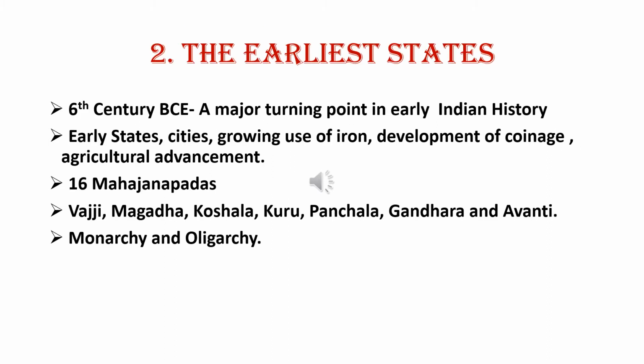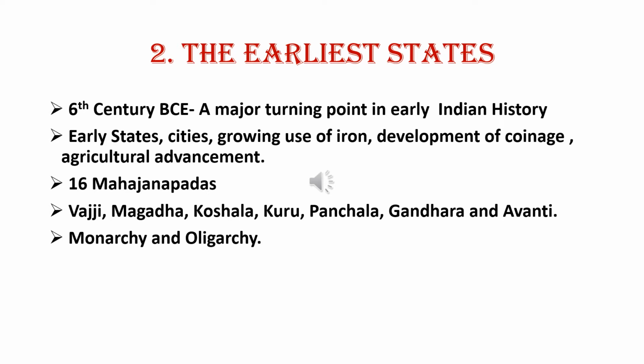The 6th century BCE is regarded as a major turning point in early Indian history because this era is associated with the rise of early states, cities, growing use of iron, development of coinage, and agricultural advancement. It also witnessed the growth of diverse systems of thought including Buddhism and Jainism. Early Buddhist and Jaina texts mention, amongst other things, 16 states known as Mahajanapadas.